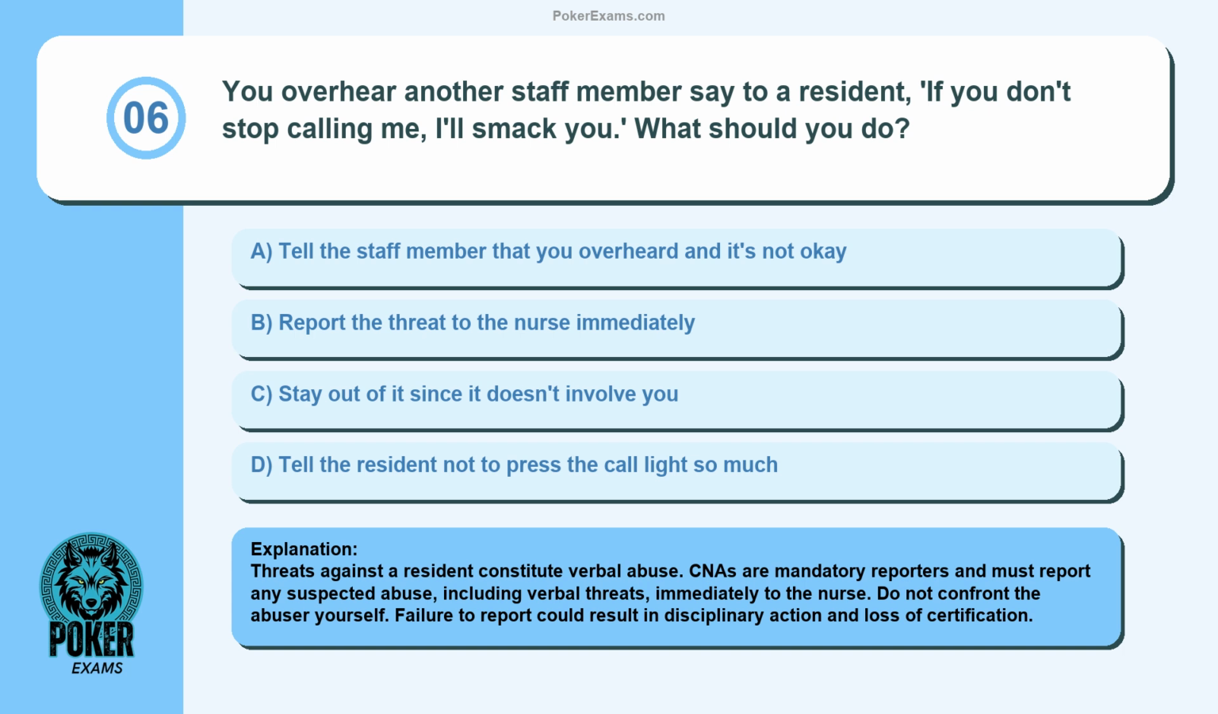Threats against a resident constitute verbal abuse. CNAs are mandatory reporters and must report any suspected abuse, including verbal threats, immediately to the nurse. Do not confront the abuser yourself. Failure to report could result in disciplinary action and loss of certification.